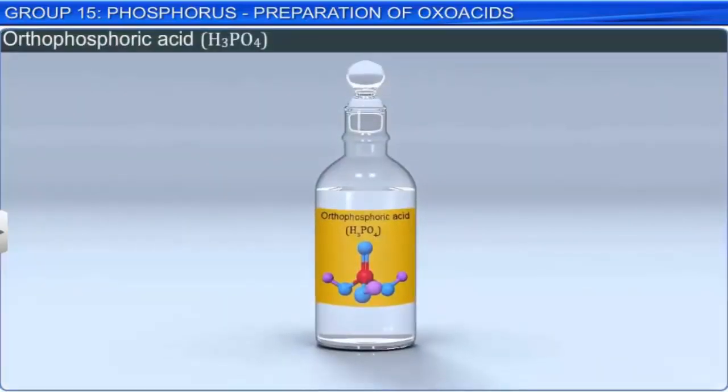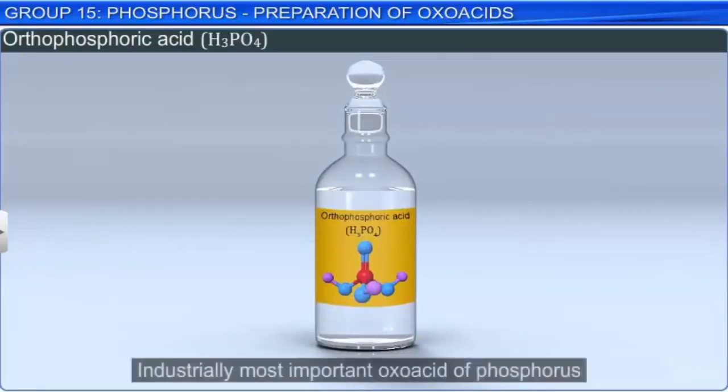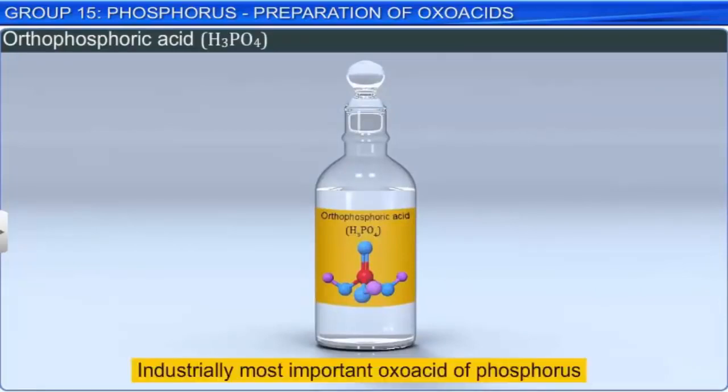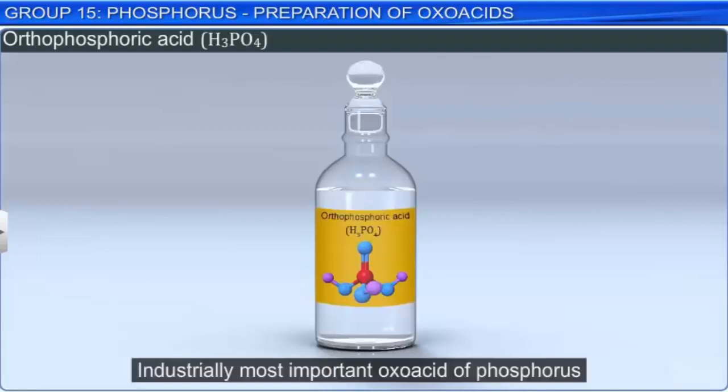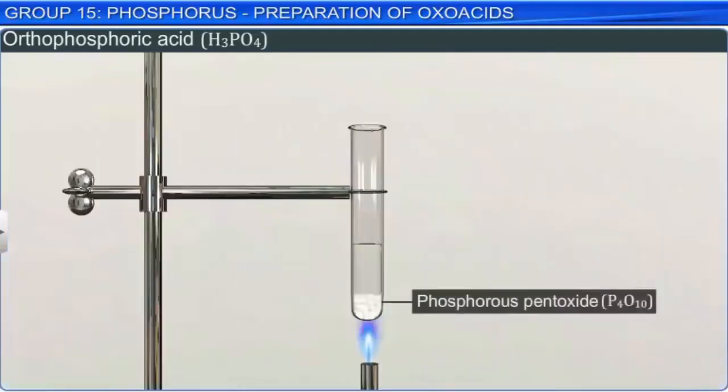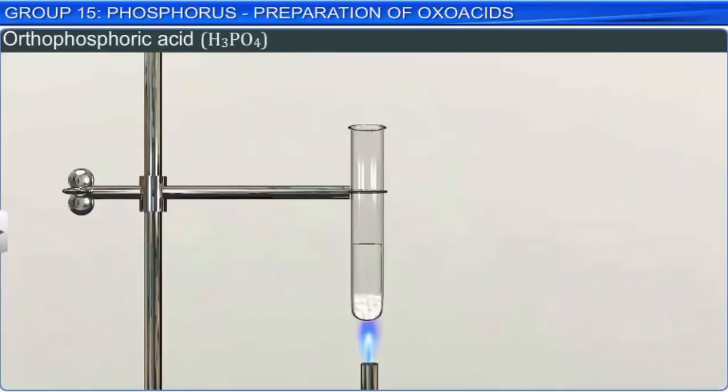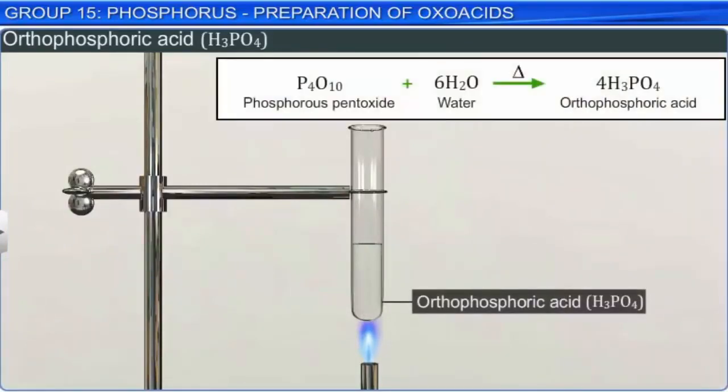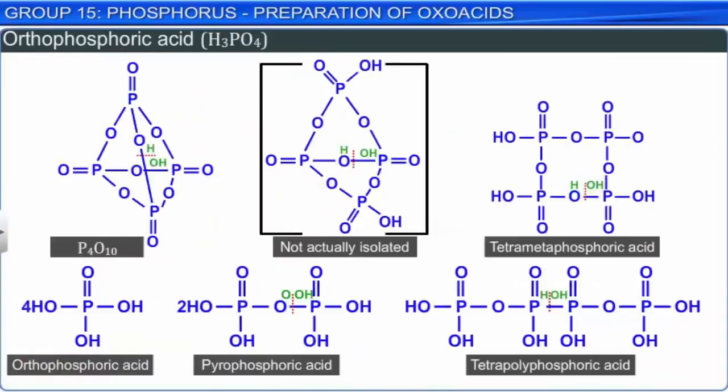Orthophosphoric acid, also called phosphoric acid, is industrially the most important oxo acid of phosphorus. It is prepared by dissolving phosphorus pentoxide in water and then boiling the solution. The stepwise process of the hydrolysis of phosphorus pentoxide is represented here.